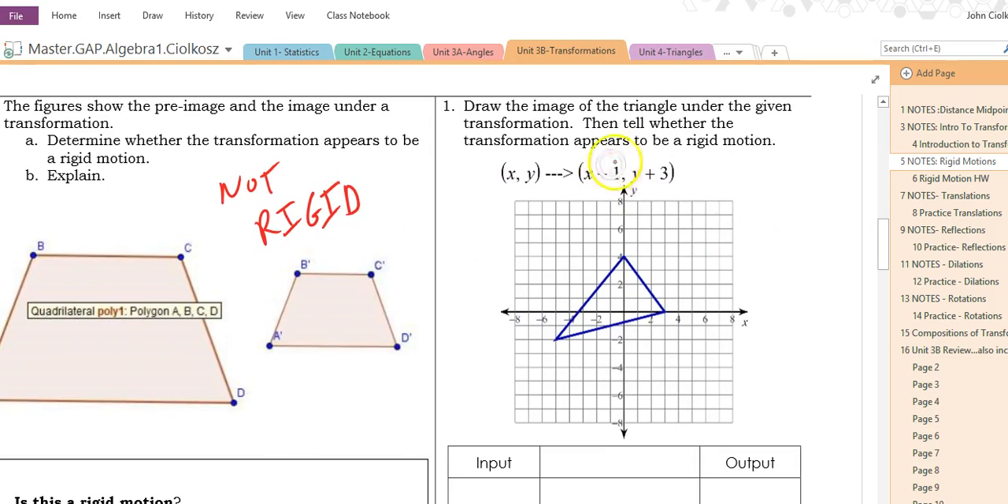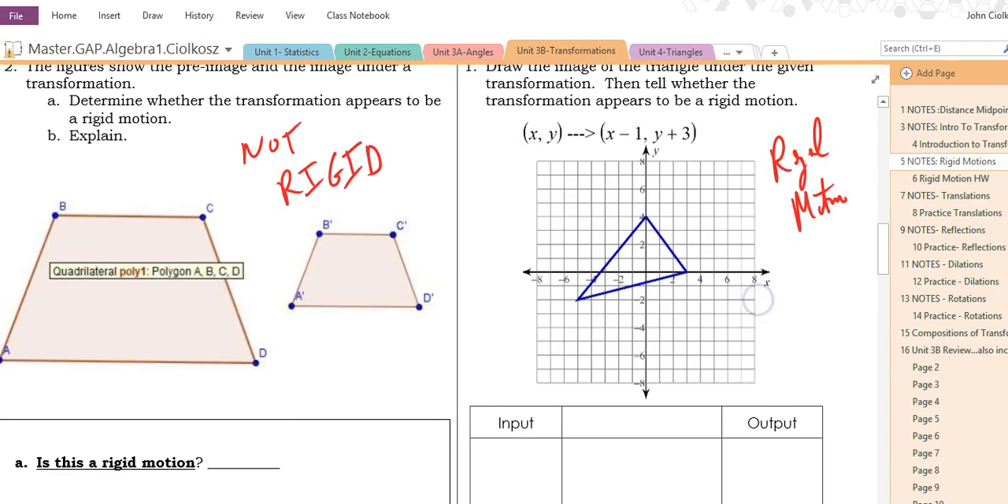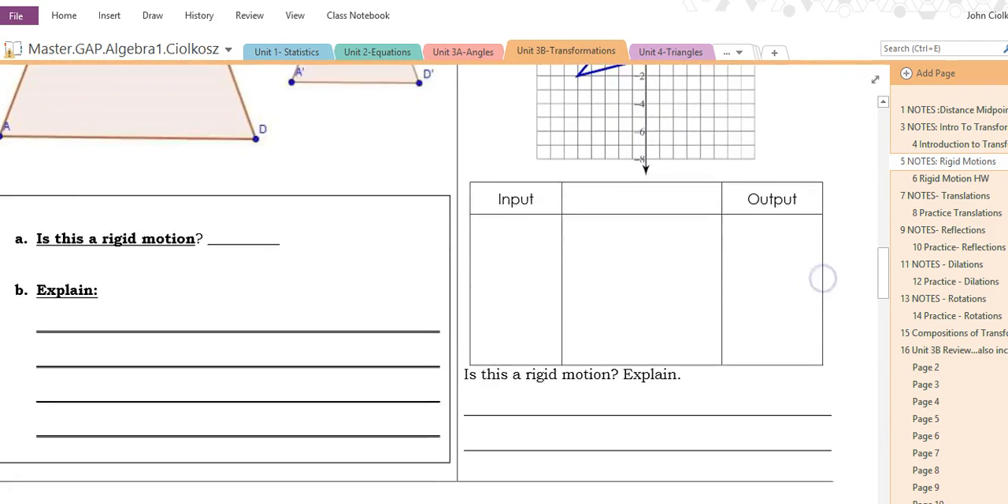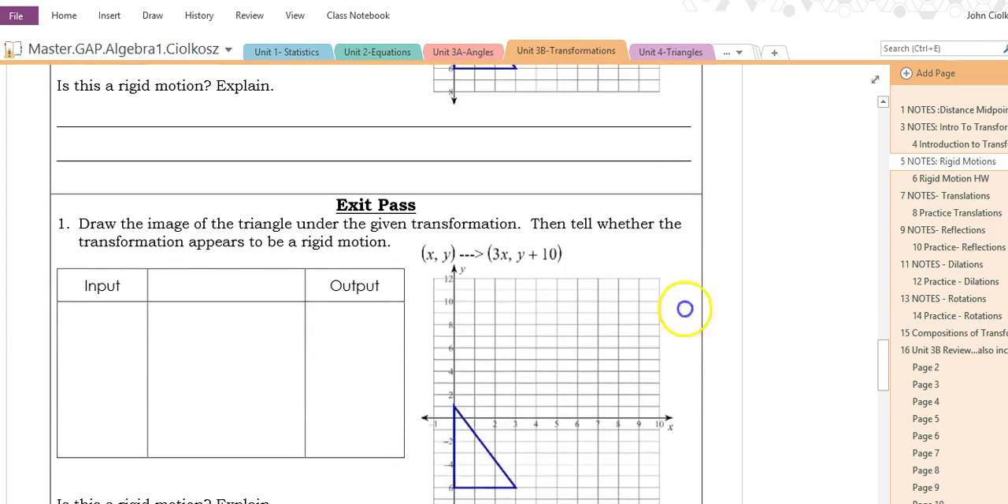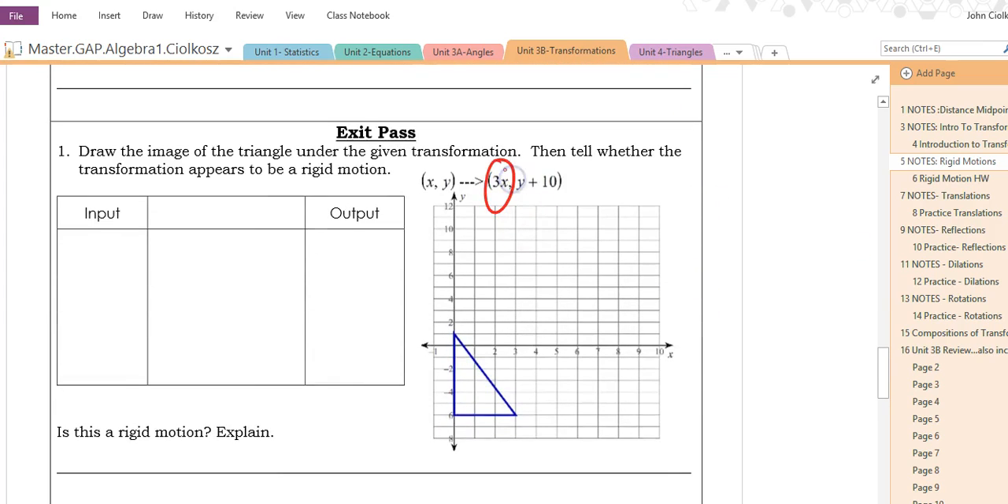Here, adding and subtracting, we're all good. It's rigid motion. Rigid motion just means you're not dilating this. So rigid motion means you didn't do a dilation. Uh-oh, I'm multiplying by something that's not 1. Not rigid motion. Multiplying by not 1. Not rigid motion.